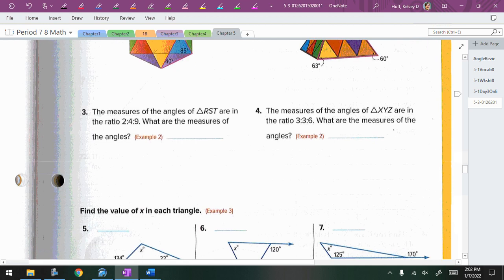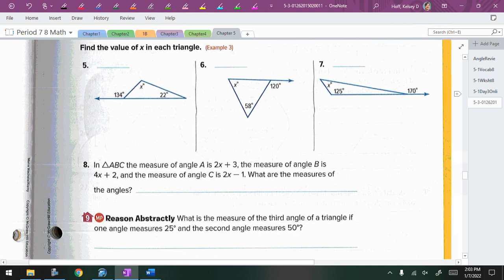I'm going to give you a hint on number 8 here. My hint for you is to remember A plus B plus C equals 180. My hint on number 8, A plus B plus C equals 180. Let's do number 10 together.